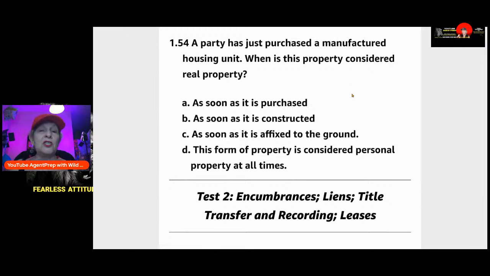So once it's installed on a concrete foundation, or the wheels are removed and a skirt is added to it, and the title is removed, they convert the title. They remove the title to the manufactured home. So it is not personal property. It becomes affixed to the land, and now the land includes the manufactured home. It's all real property. So when the property is considered real property, as soon as it is affixed to the ground. And in some places you have to tie it down with cables.